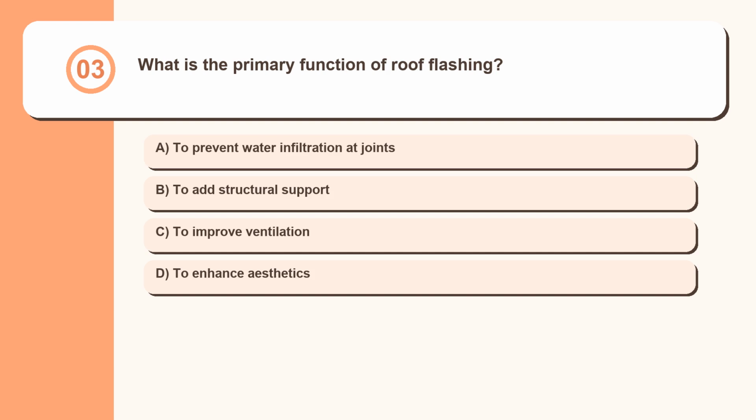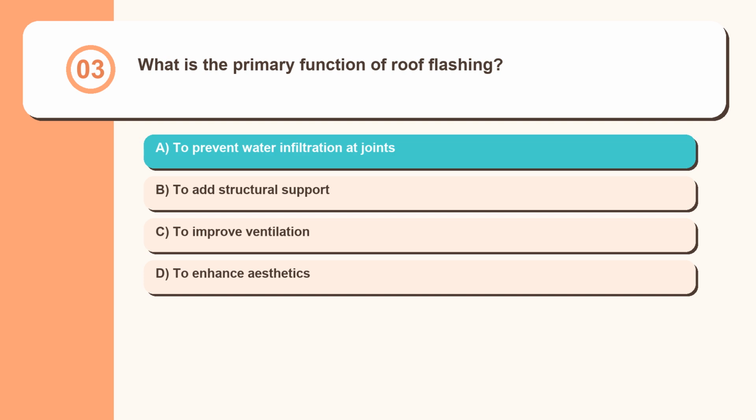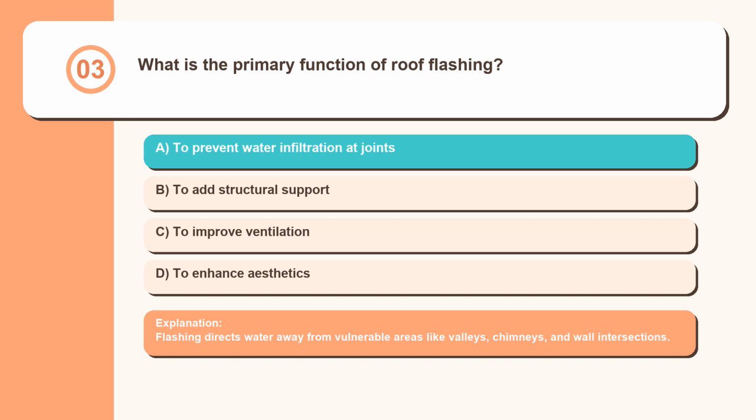Question 3. What is the primary function of roof flashing? To prevent water infiltration at joints, to add structural support, to improve ventilation, to enhance aesthetics. Flashing directs water away from vulnerable areas like valleys, chimneys, and wall intersections.